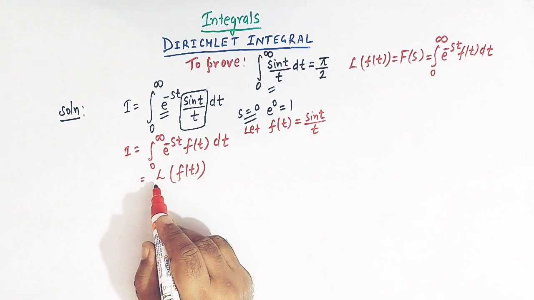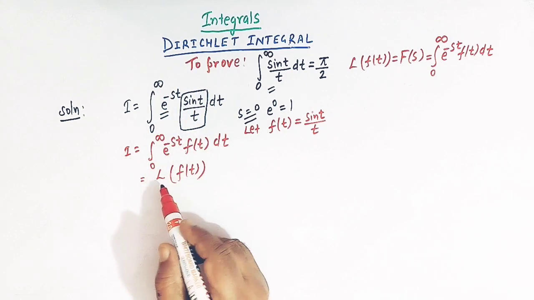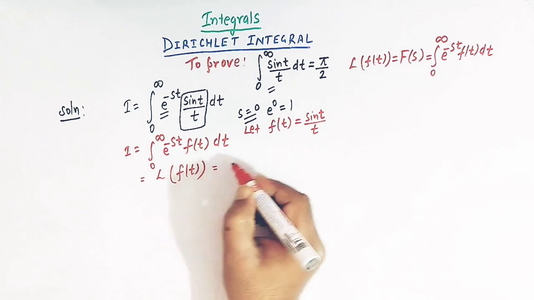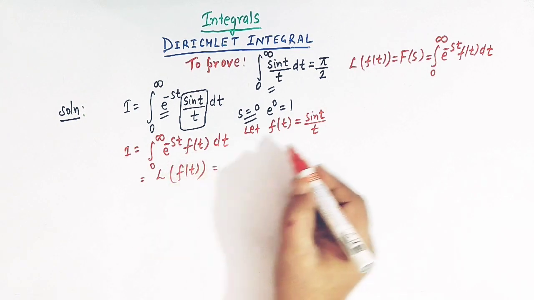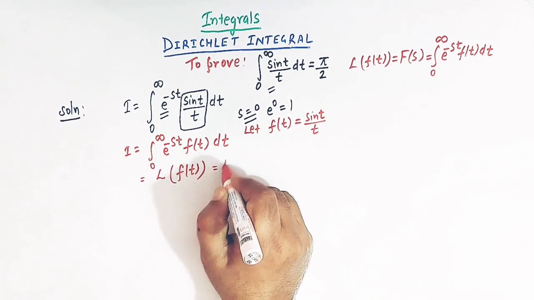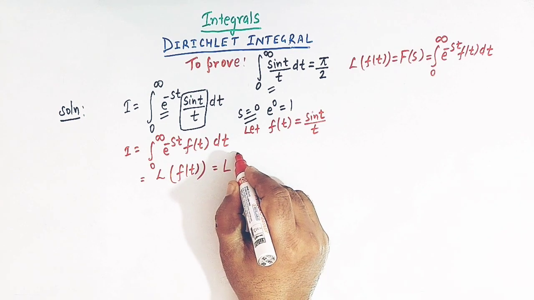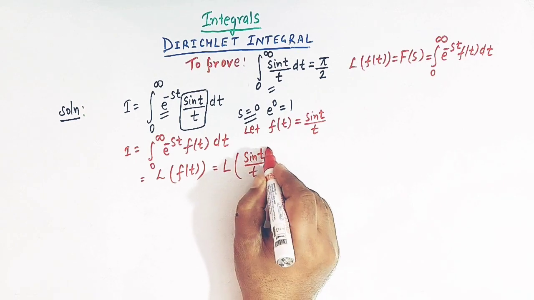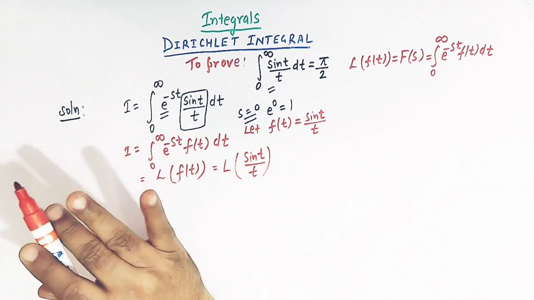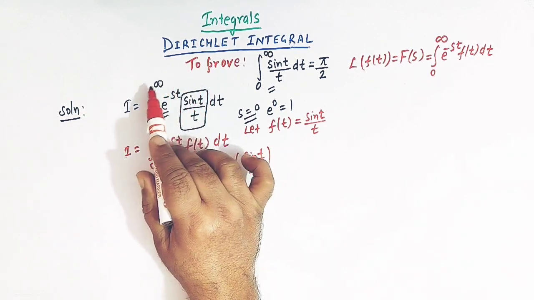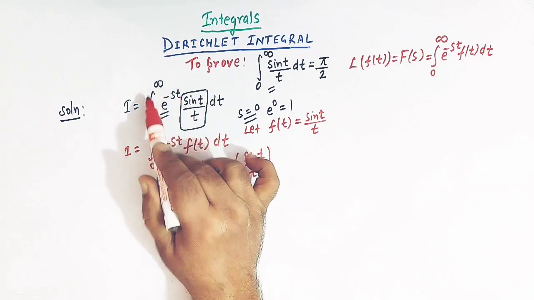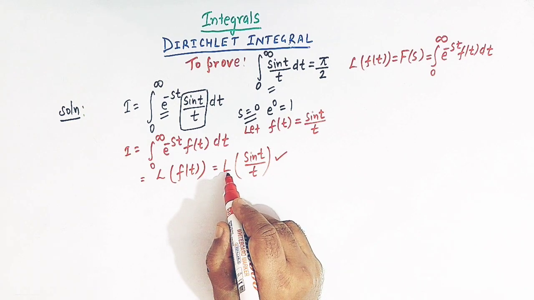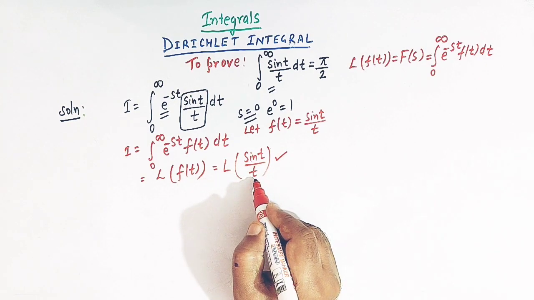So now this integral becomes the Laplace transform of f of t. So let us take f of t as sine t over t. So we have the Laplace transform of sine t divided by t, right? So what we are doing here, we have this integral, and this integral is now equivalent to the Laplace transform of sine t over t.